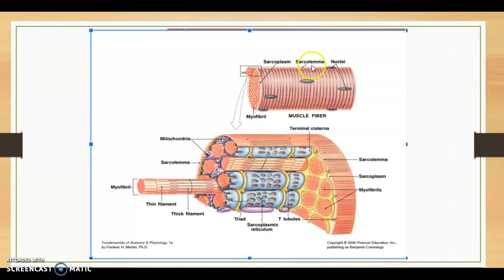So you can see here, this is our sarcoplasm. Each one of these is a myofibril. We have our actin and our myosin. And then the blue structure here is like a webbing that goes over it. That is the sarcoplasmic reticulum. And then this yellow part here, these are the T-tubules.